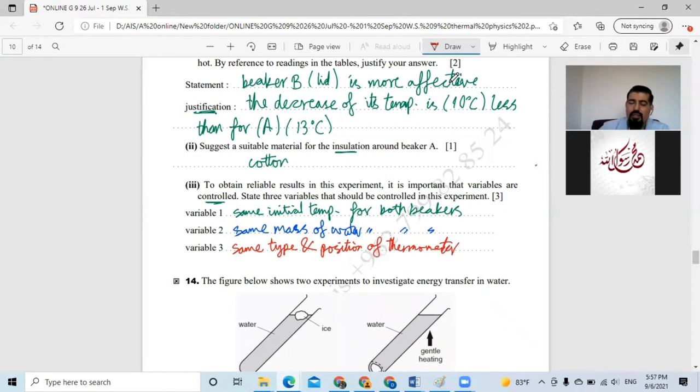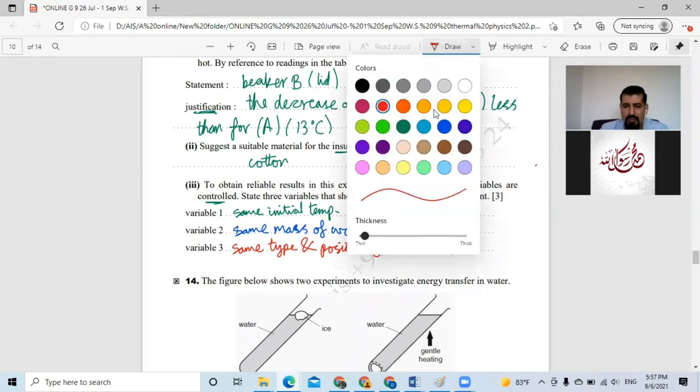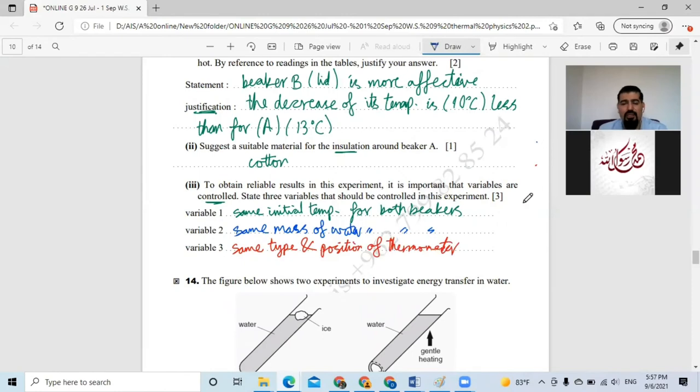Okay. You can also tell him: same room temperature. Room temperature doesn't change during the experiment. Same draft, put it away from sunlight. Both of them on the bench, not one on the sink and one on the wooden bench.